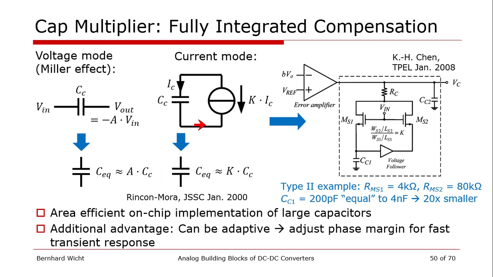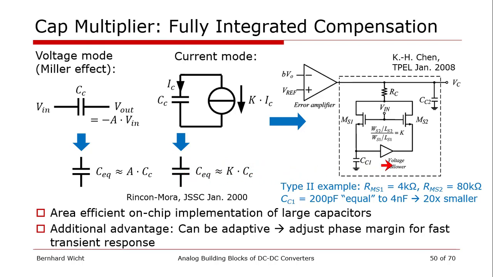It uses a current-controlled current source, which senses the current in a relatively small capacitor and provides K times that current. In the end, that virtually acts as a capacitance value increased by that K factor.